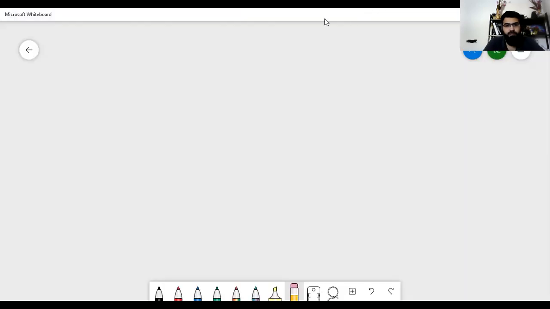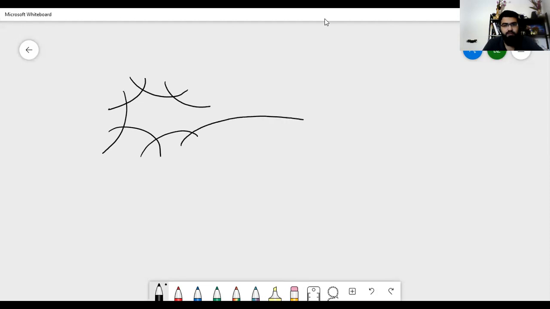Okay, last time we explained the neuron structure and how the action potential occurs in the neuron. And we said the action potential happens if there is a stimulus that stimulates the neuron.